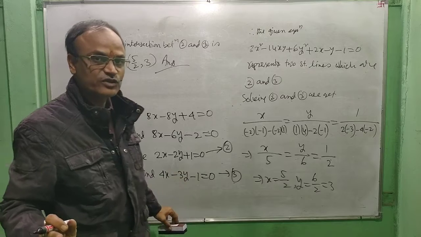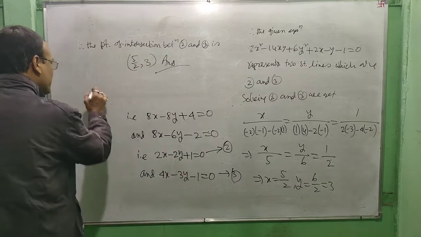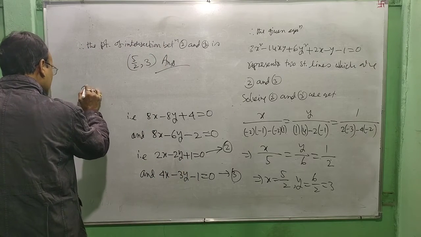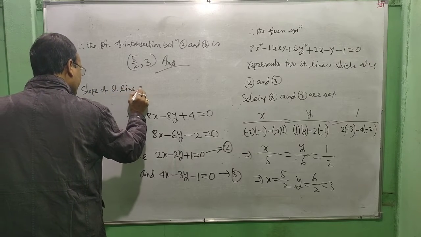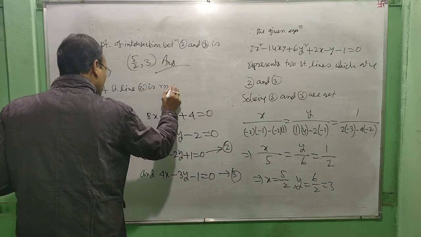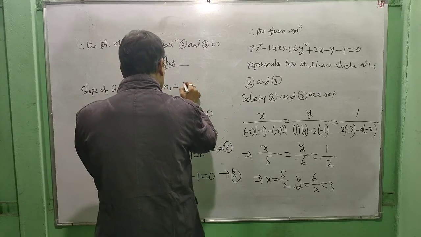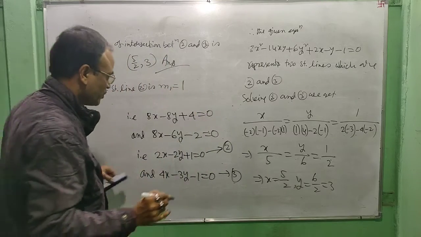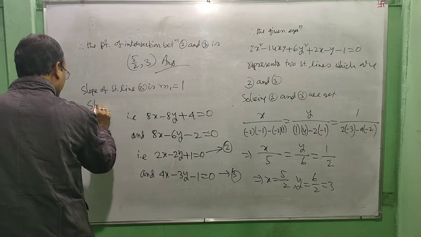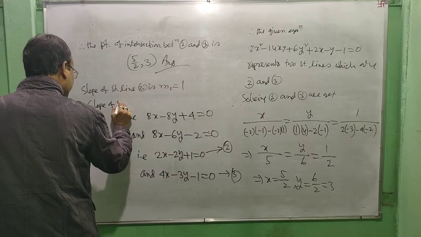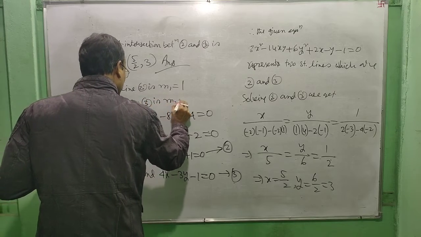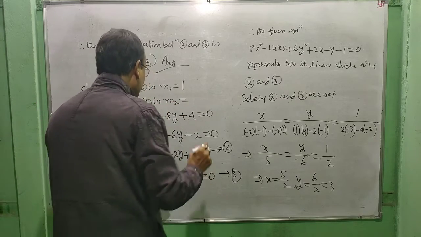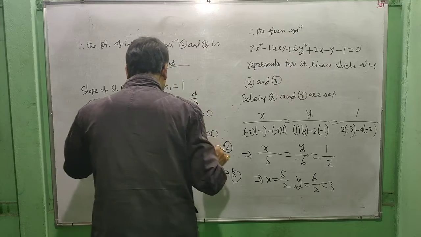Now what is the angle between the two straight lines 2 and 3? Slope of straight line 2 is m1 equal to 2 divided by 2 equal to 1. Slope of straight line 3 is m2 equal to 4 by 3.